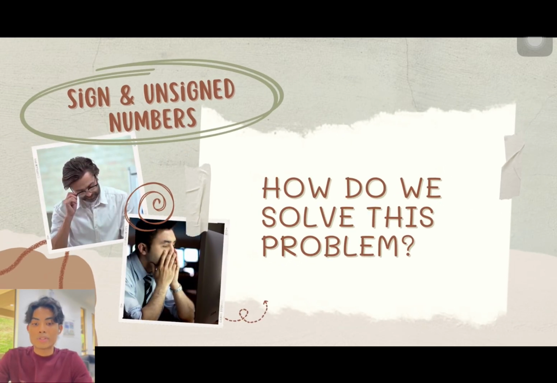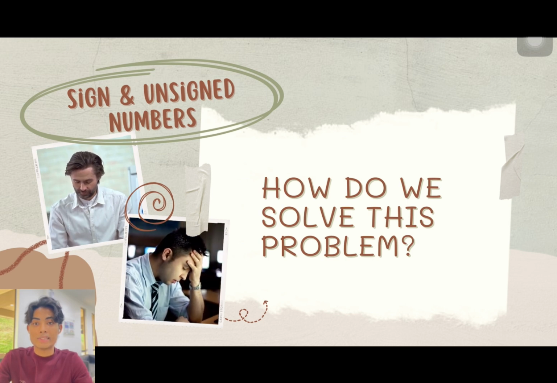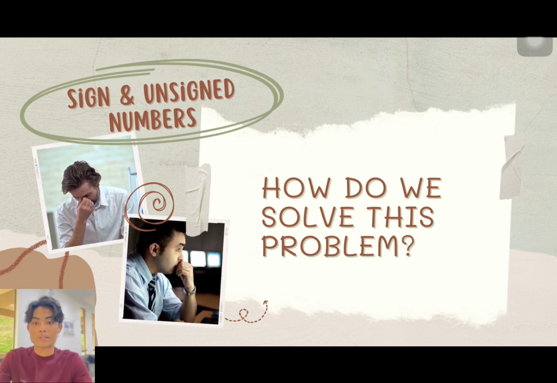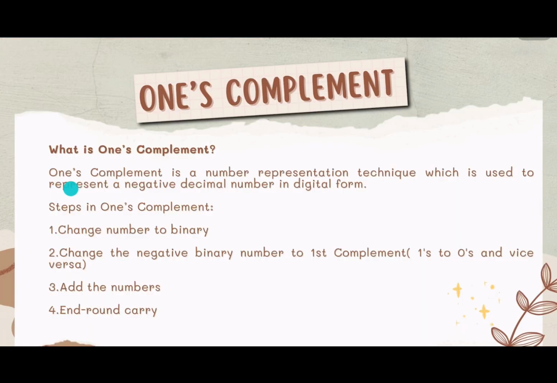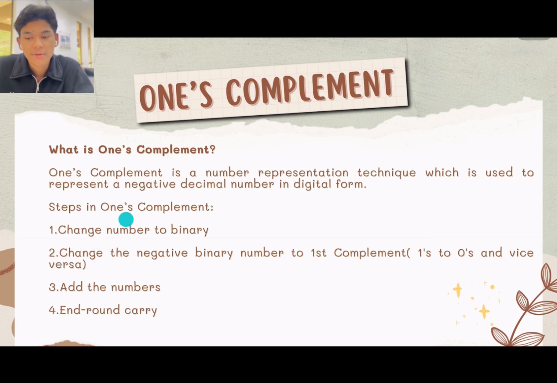So how do we solve the problems that I stated just now in signed and unsigned numbers? Number one, we will be using ones complement. Ones complement is a number representation technique which is used to represent a negative decimal number in digital form. The steps include: first, change the number to binary, which is changing from a decimal number to a binary number. Secondly, change the negative binary number to its first complement, meaning that we change the ones to zeros, and vice versa, the zeros to ones. Thirdly, we add the numbers together. And number four is the end-around carry, which I will explain later.